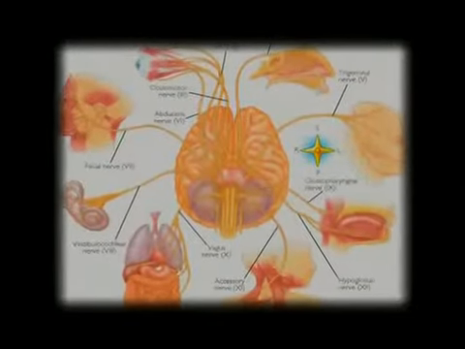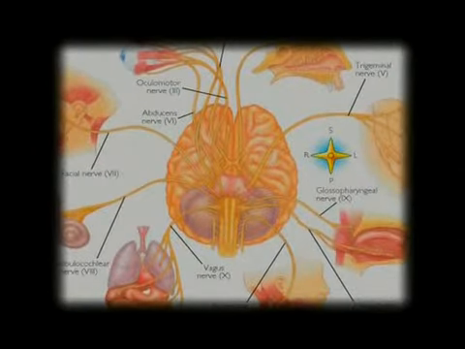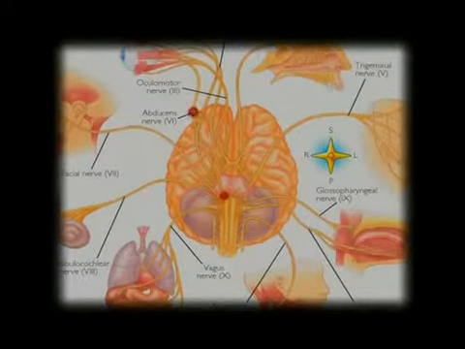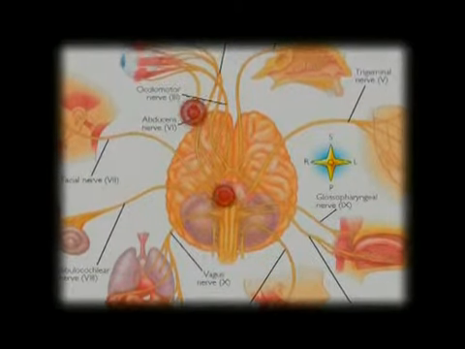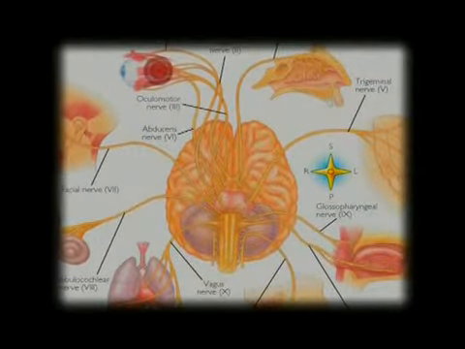Cranial nerve number 6 is the abducent nerve. It originates from neuron cell bodies located in the ventral pons, and the abducent nerve carries somatic motor innervation to one of the extrinsic eye muscles, the lateral rectus muscle.